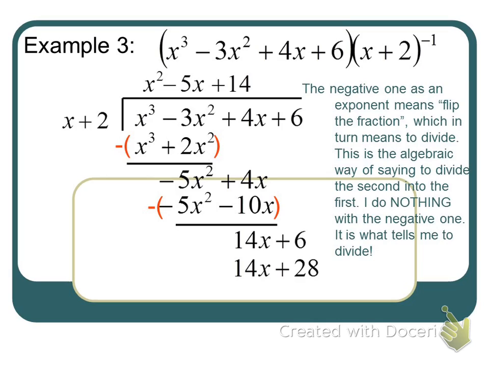And then we're going to subtract those. And that's going to give us 6 minus 28, which is negative 22. And what do we do with the remainder? Goes over the divisor, right? So it'll be negative 22 over x plus 2. And so that's the quotient here.